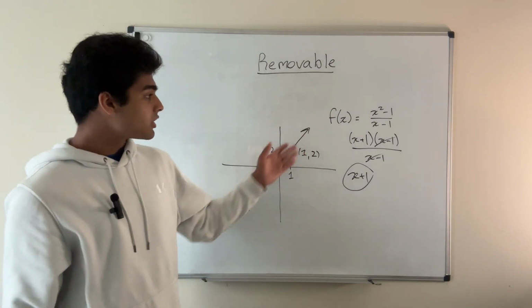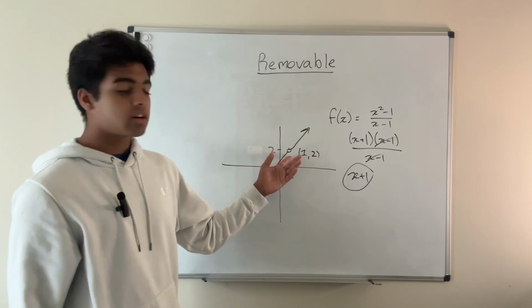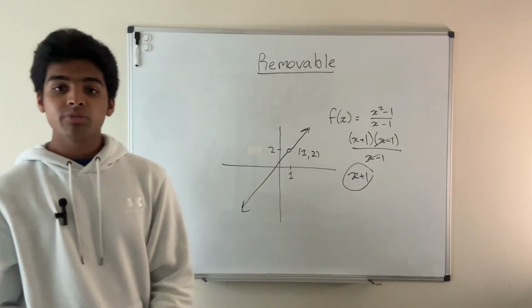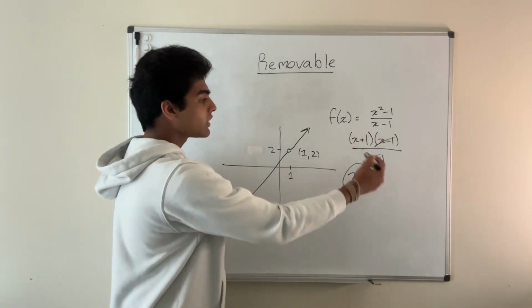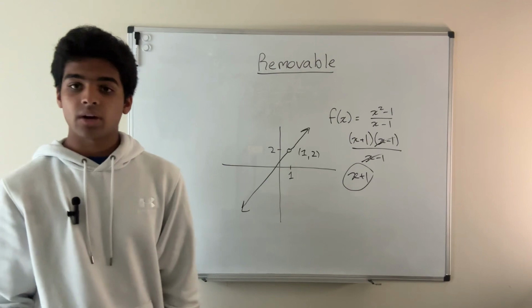And this function is basically the same as x plus 1, except there's that removable discontinuity at the point (1, 2). It's called removable because, as you can see, when we factored it, we removed the discontinuity by canceling out the like terms.